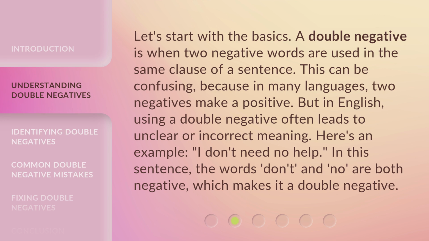A double negative is when two negative words are used in the same clause of a sentence. This can be confusing, because in many languages, two negatives make a positive. But in English, using a double negative often leads to unclear or incorrect meaning. Here's an example: I don't need no help. In this sentence, the words don't and no are both negative, which makes it a double negative.